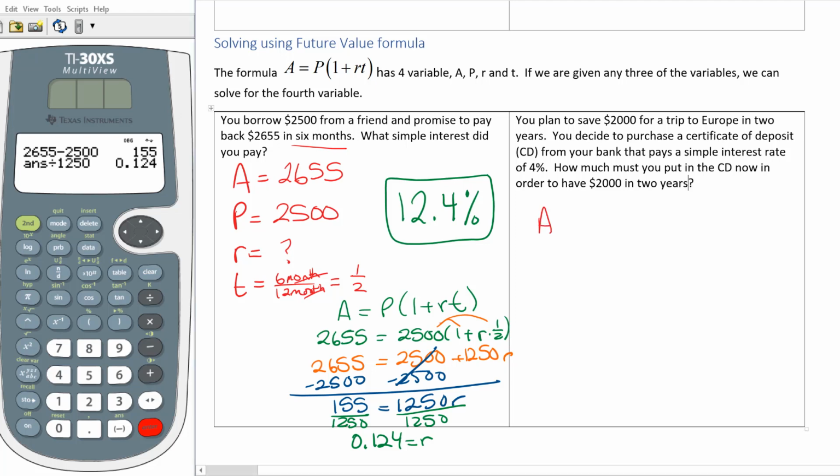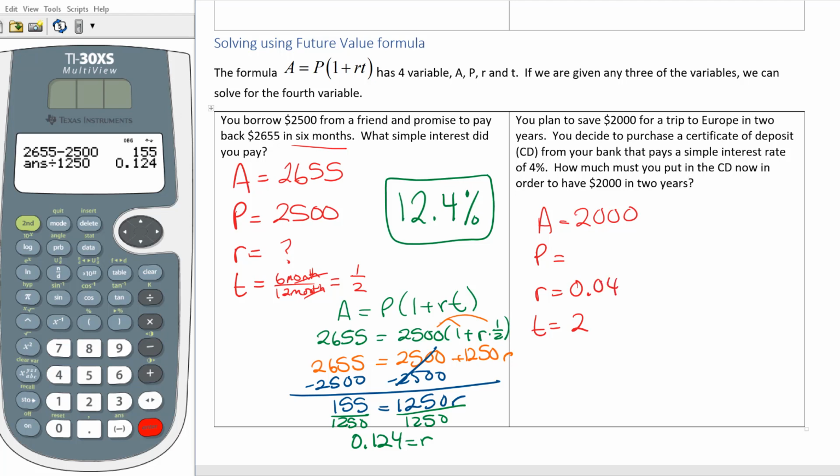Okay, so I'm going to list my letters A, P, R, and T. I'm going to read it again. You plan to save $2,000 for a trip. Do you have $2,000 right now? No. So that's going to be your future value. In 2 years, so your T is 2. And it's already in years, so you don't have to translate that into years. You decide to purchase a CD from your bank that pays simple interest, so that's going to use the formula that we've been using at a rate of 4%. So that's my rate, 0.04.